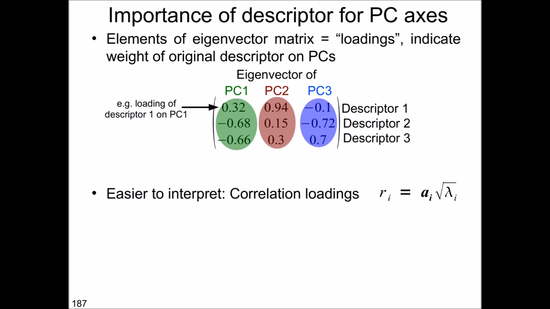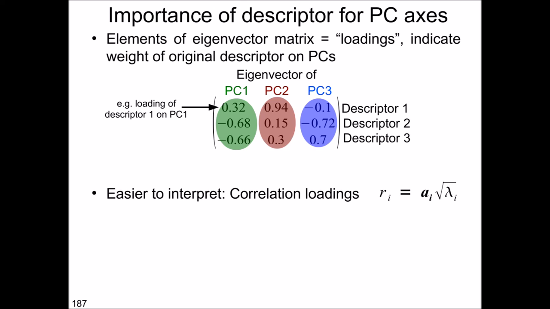And each of these elements of the eigenvectors for PC1 would be the loading of the descriptors 1, 2, and 3. So they represent the weight of the original descriptors on the PCs. So in relation to each other, you can interpret the weight of the different descriptors. However, an easier way to interpret these is to obtain correlation loadings.